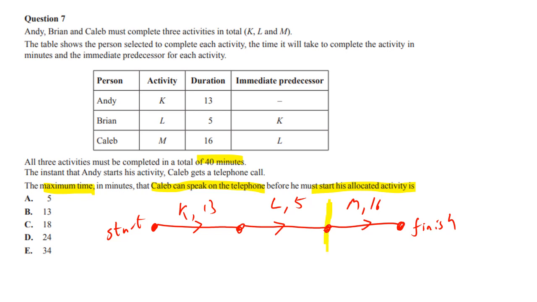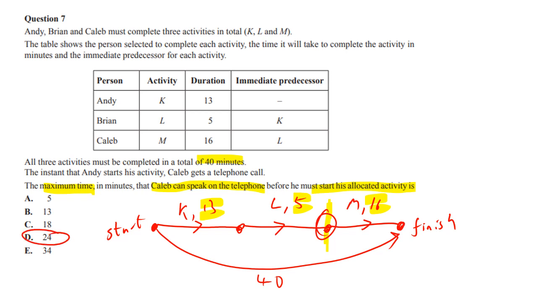So we know the whole thing can take 40, but if we add up all the numbers, 13 plus 5 plus 16, you get 34. So you've actually got a float of 6. So to get to this point here, we've got a float of 6, and 13 plus 5 is 18, plus the float of 6 gives us 24.